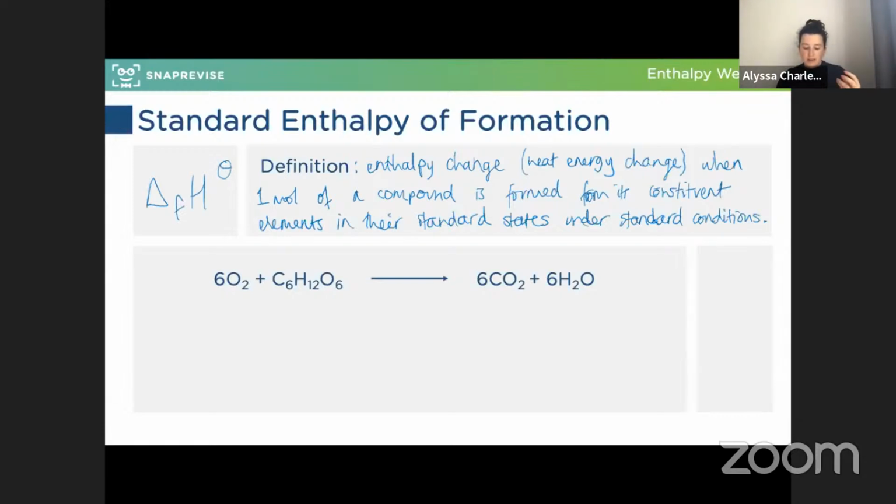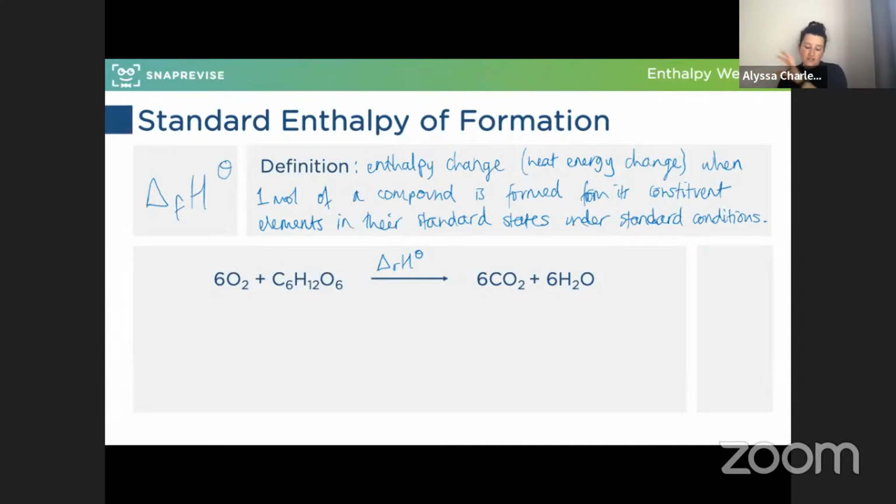So it's the enthalpy change when 1 mole of a compound is made from its constituent elements in their standard states. So here we go, we've got a reaction of what looks like glucose, combustion of glucose. This is our reaction, this is the thing we're trying to find out, because we don't know what the enthalpy change of turning glucose and oxygen into carbon dioxide and water is.